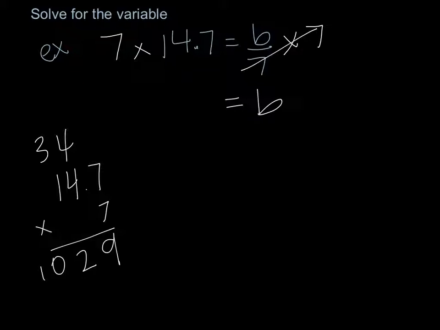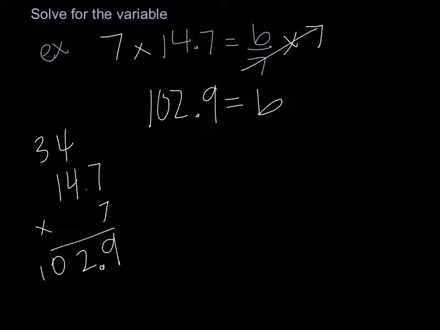Okay, count the jumps. Looks like 102.9. I just did that really fast, so let me double check my work here. 7 times 7 is 49, 9, 4. 7 times 4 is 28, 29, 30, 31, 32, 2, 3, 7, 8, 9, 10. Okay, perfect. It's always important to check your work, especially with multiplication, to make sure you didn't make any silly mistakes.